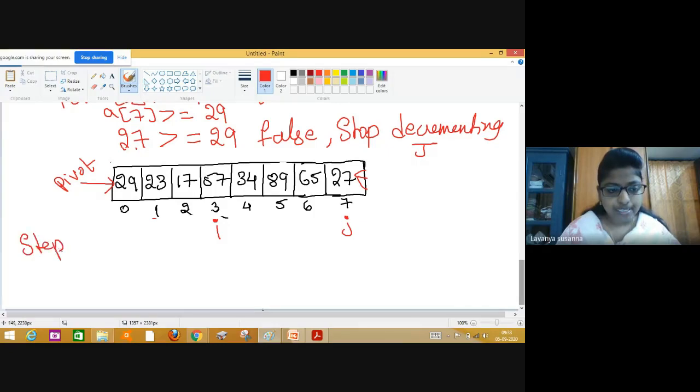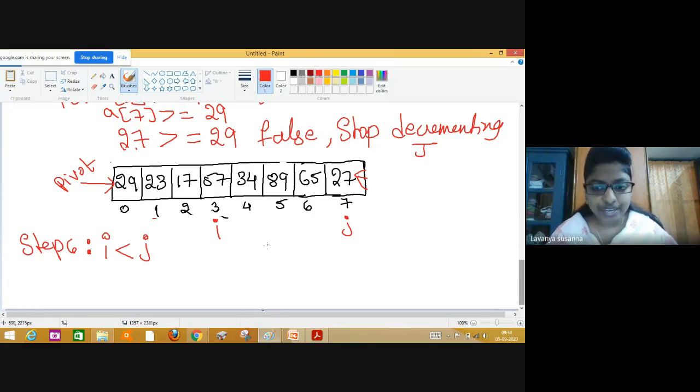Step 6. When you need to go to step 6, when J is stopped, otherwise you need to repeat the same step 5 process until J is stopped. Now, you need to compare I value and J value. I less than J. When J is stopped, you need to compare I value and J value.